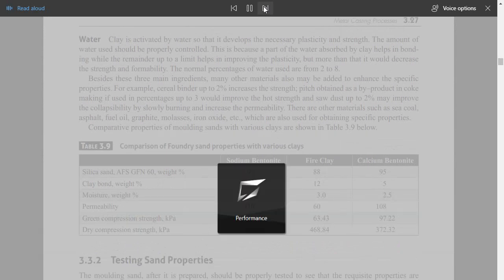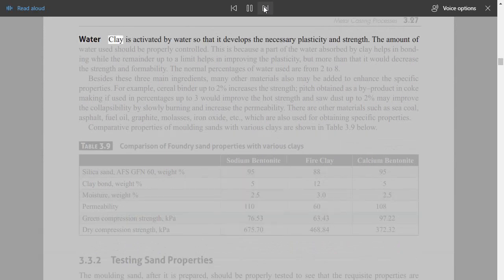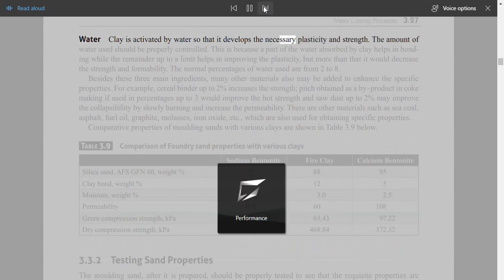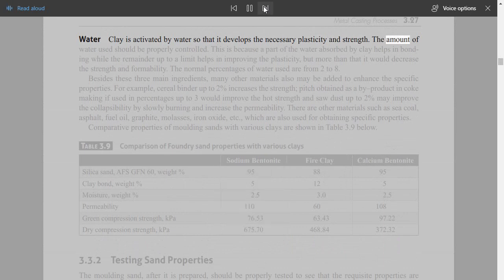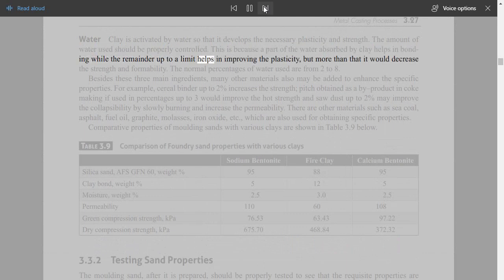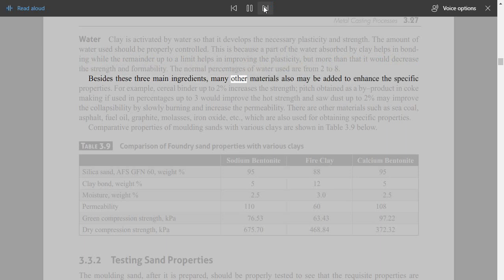Metal casting process 3.27. Water: clay is activated by water so that it develops the necessary plasticity and strength. The amount of water used should be properly controlled. This is because a part of the water absorbed by clay helps in bonding, while the remainder up to a limit helps in improving the plasticity, but more than that it would decrease the strength and formability. The normal percentages of water used are from 2 to 8. Besides these three main ingredients, many other materials also may be added to enhance the specific properties.